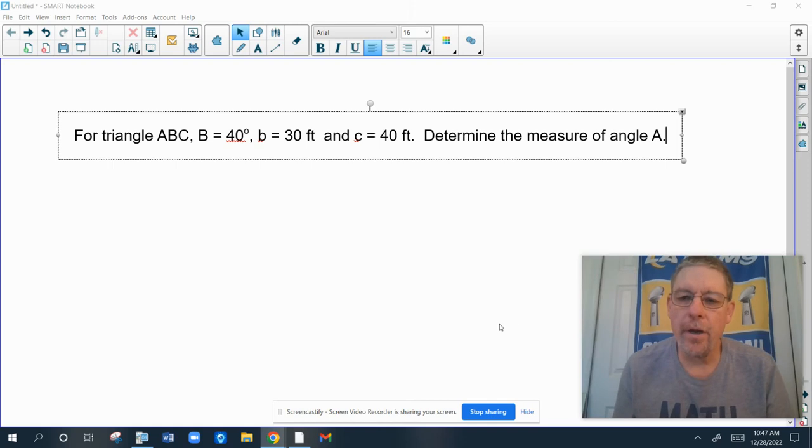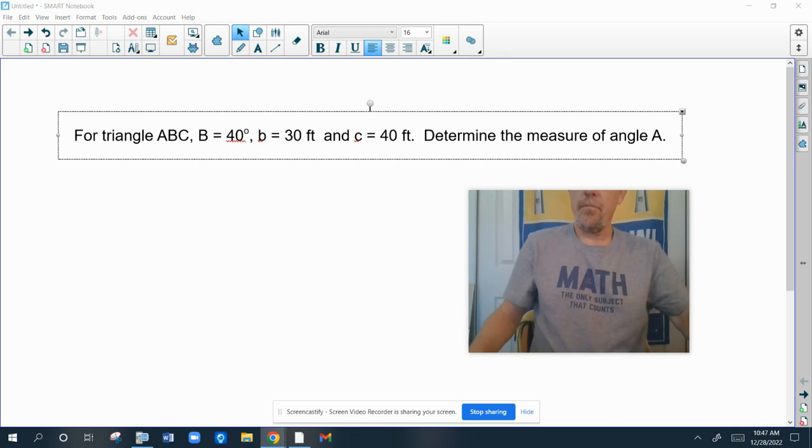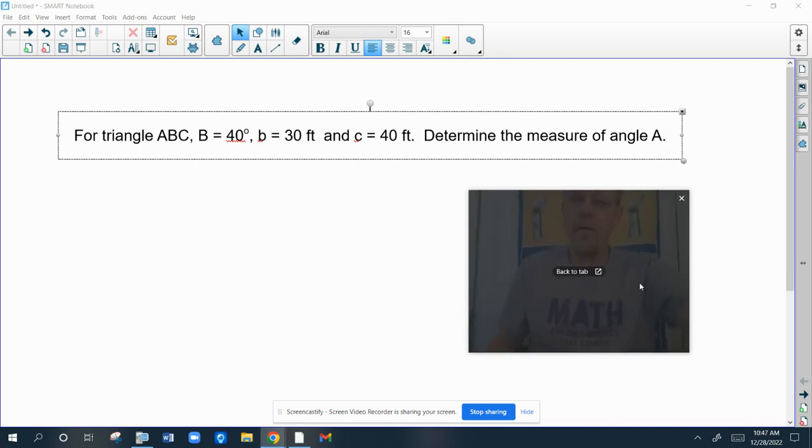Okay, here we go. We're going to do a law of sines, but first, check out this cool shirt. See that? All right, so here we go with the law of sines.